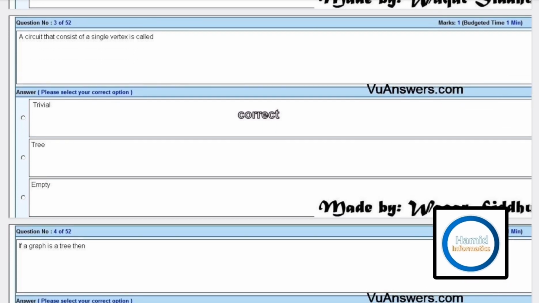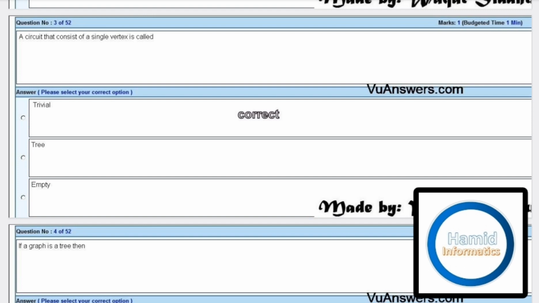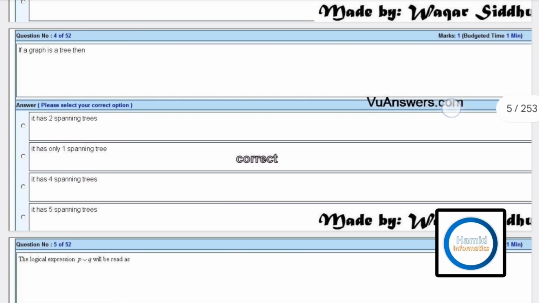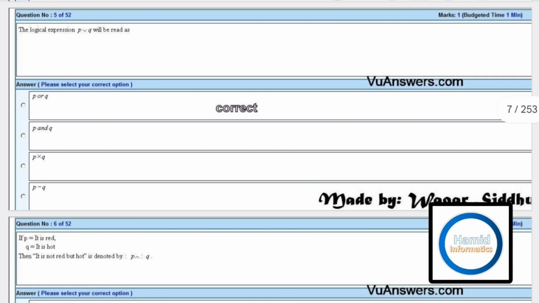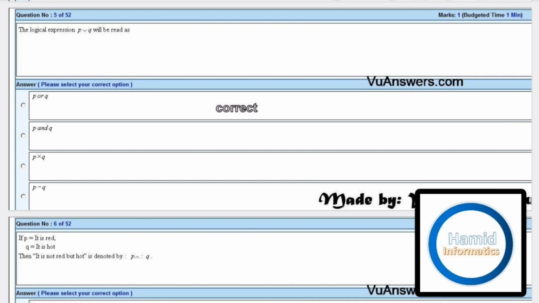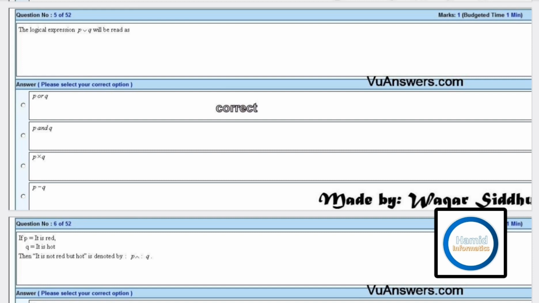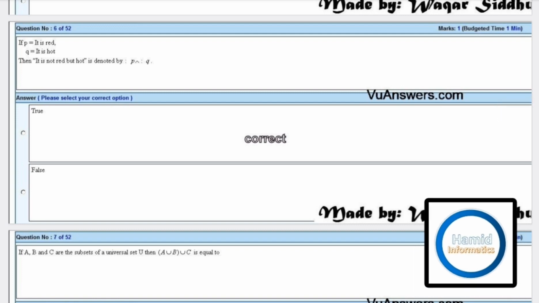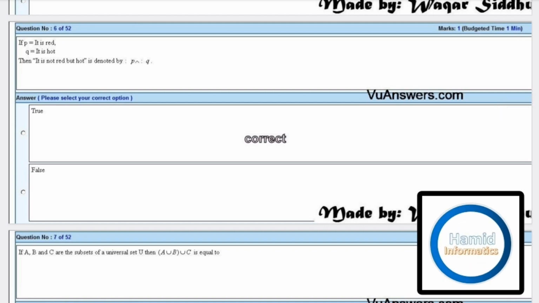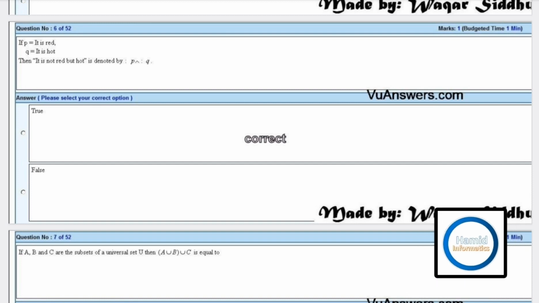A circuit that consists of a single vertex is called, and the answer is trivial. If a graph is a tree, then it has only one spanning tree. The logical expression P ∨ Q will be read as, and the answer is P or Q. Next one is if P is equal to it is red, Q is equal to it is hot, then it is not red but hot is denoted by ~P ∧ Q. True answer.